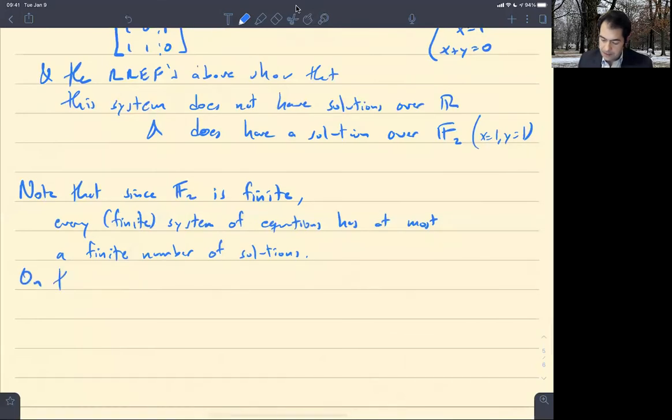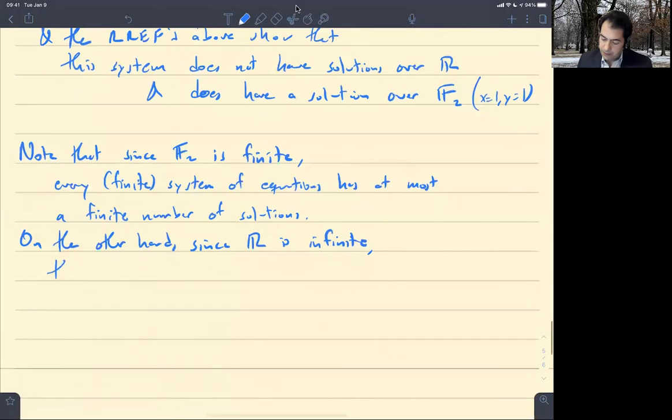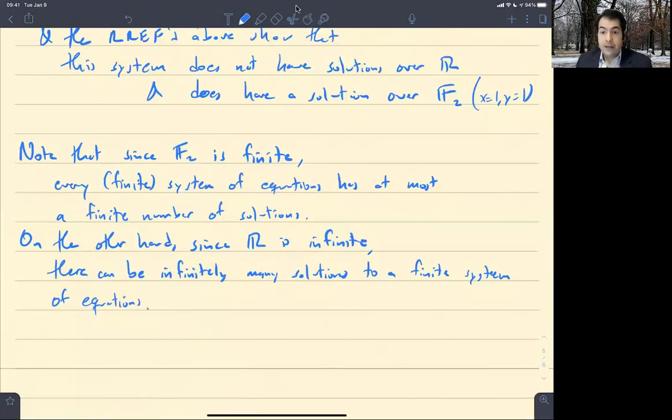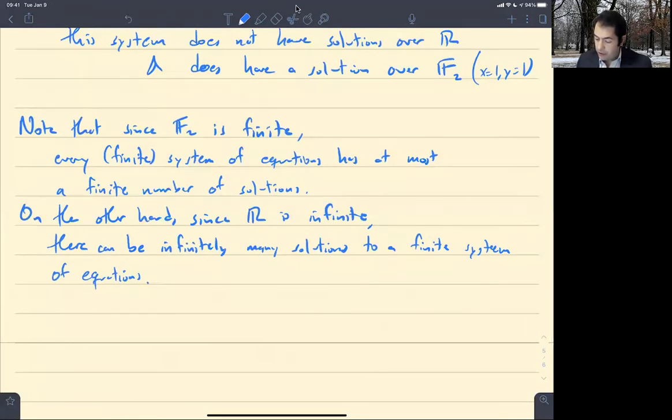On the other hand, since R is infinite, there can be infinitely many solutions to a finite system of equations. So as we saw last time, even a single equation, if you have like x plus y equal to 2, right, this has infinitely many solutions in the real numbers.